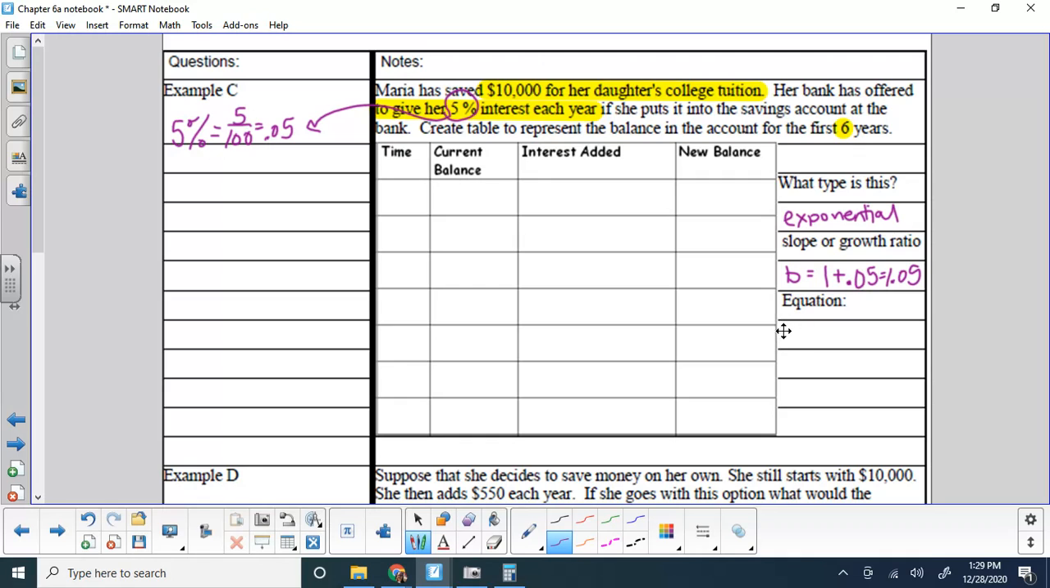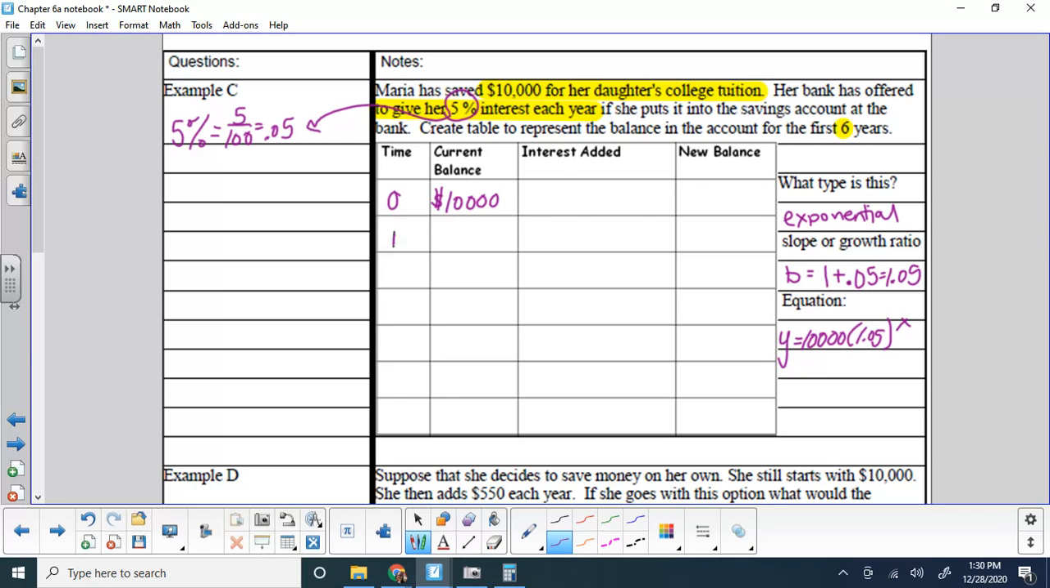Awesome. Now we are ready to write our equation. So our equation is going to be 10,000 times 1.05 to the power of x. All right, so let's start filling in our table. So we have at time 0, she put and invested $10,000 into the bank. Okay. Throughout that year, she had added in interest. And so the interest that she added in, I'm going to skip that for just a minute.